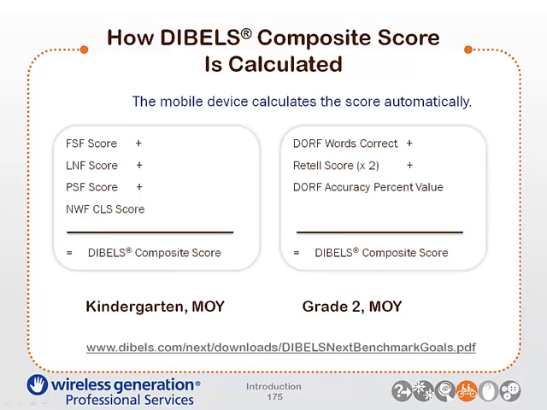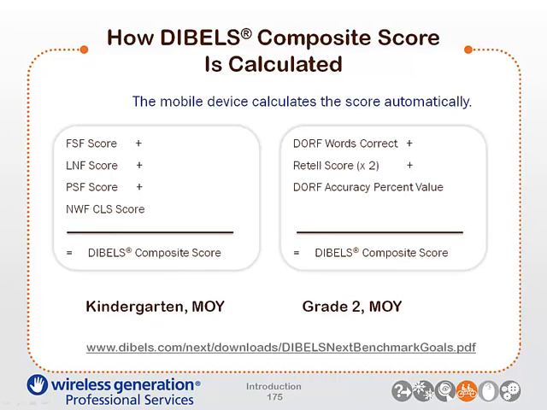This screen shows you how the composite score is calculated. The mobile device automatically calculates the composite score for a student. While it is good to know how the score is created, teachers using mCLASS Dibbles do not need to memorize these formulas. To see how the composite score is calculated for grade levels and times of the year not shown here, go to dibbles.org.